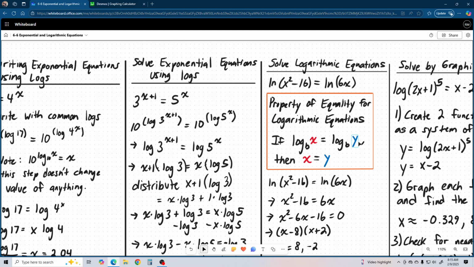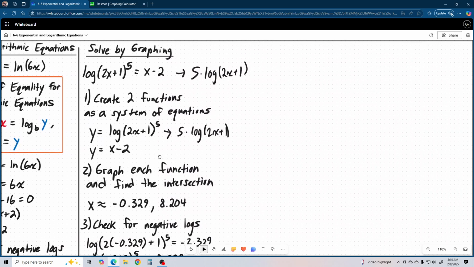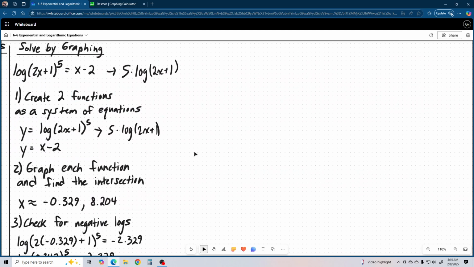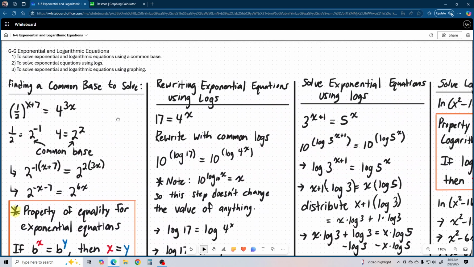All right, and then we solved logarithmic equations, which is the exact same idea. If you have two logs with the same base, then the results of those logs are going to be equal to each other. And then we solve by graphing, which is by far the easiest. Create a system of equations, see where they intersect, check your solutions, and all that. All right, so this was lesson 6.6.